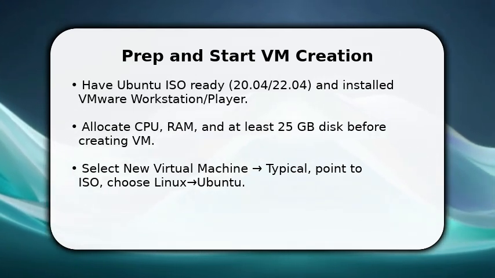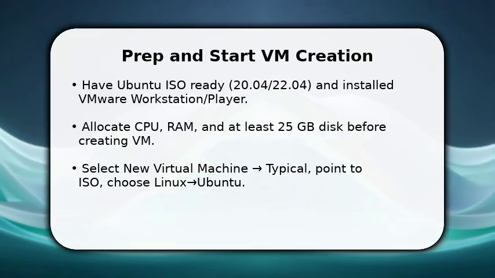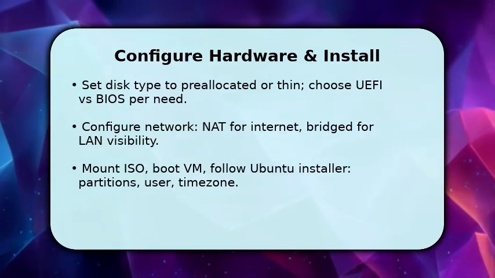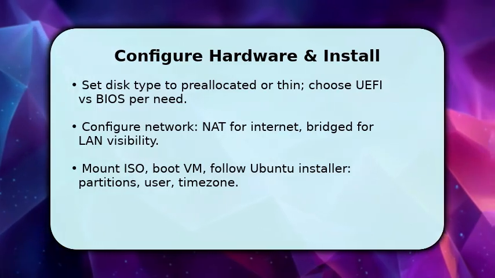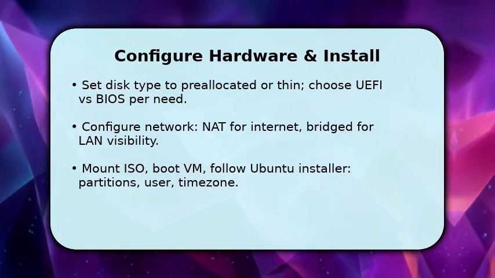Next, configure the VM hardware before booting the installer. You choose disk provisioning, pre-allocated for performance or thin to save host space, and pick UEFI if you need secure boot later. Configure networking. NAT gives internet access without host changes. Bridged exposes the VM on your LAN.